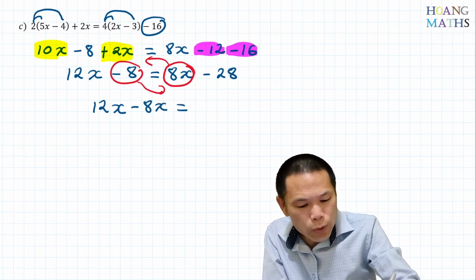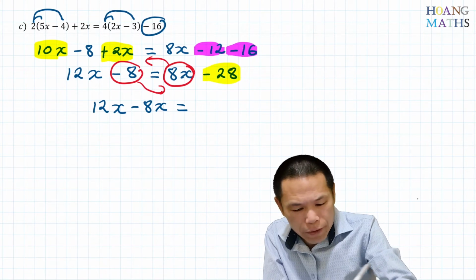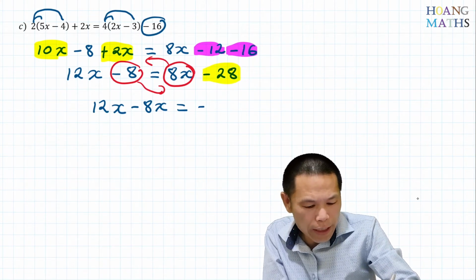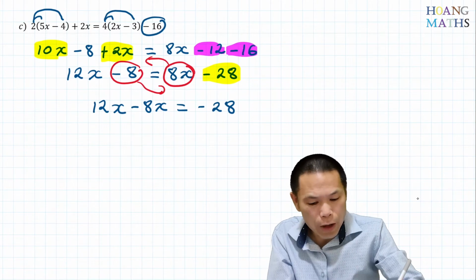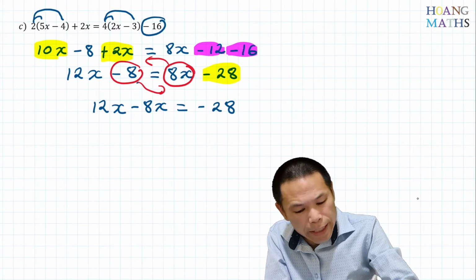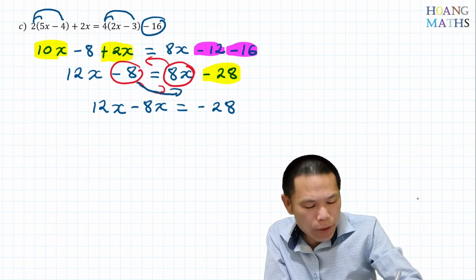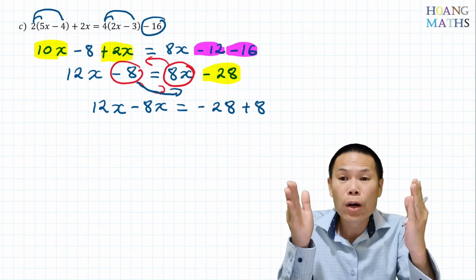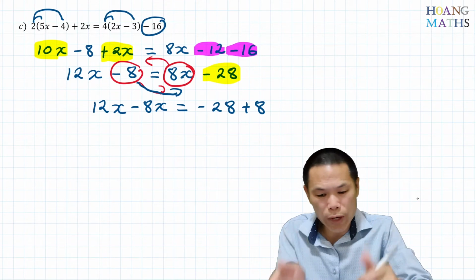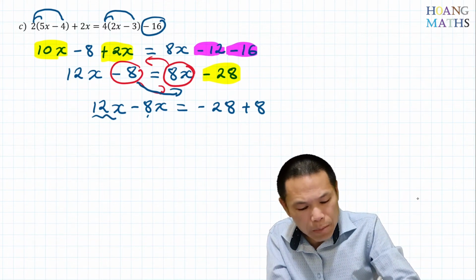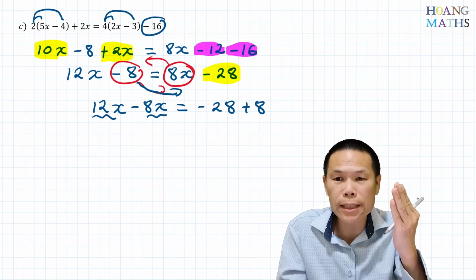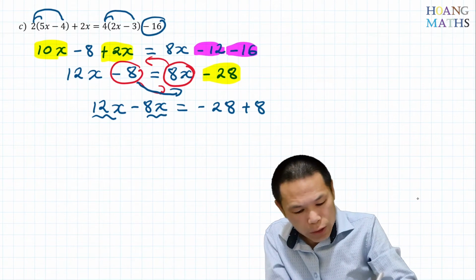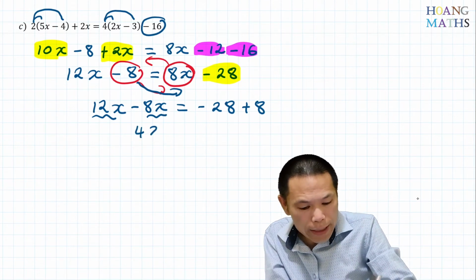So the negative 28, I write this down first. Always write that down first, okay? Keep that in mind. There you go. And then the negative 8, I move to this side, so it becomes positive 8, plus 8 if you like. Now, I just collect the like terms. So we have 12x and minus 8x. So 12 minus 8 is 4. So I just write 4x.